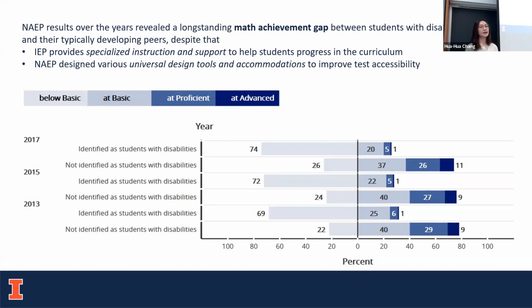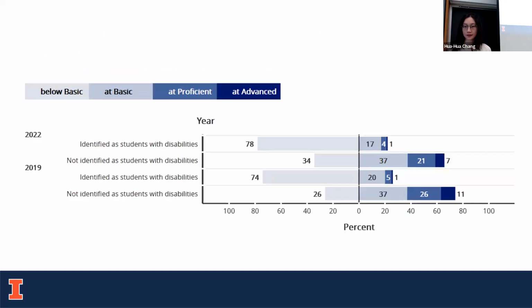But despite all of these efforts, we have seen that over the years, starting from 2013 to some of the more recent years, the proportion of students who are identified at below basic level on NAEP 8th grade math for students with disabilities is much larger than their typically developing peers. And at the same time, that proportion below basic seems to be growing over the years. And in 2022, which is the most recent results, we can see that 78% of those students identified as having disabilities scored below basic in NAEP 8th grade mathematics.